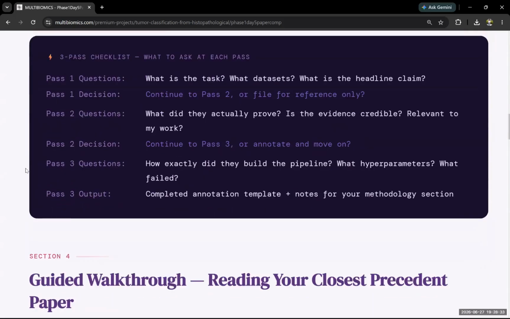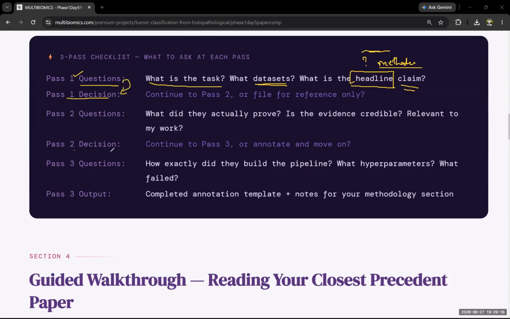Something you should train yourself on is asking some questions. So what are those questions? What is the task mentioned here? You should also understand what datasets they were working on, and definitely what your own datasets are, and what the headings or subheadings are claiming. Have you understood the methodology that they have used to prove those claims? Then on the first pass you will get some questions, and for those questions you will make a decision in pass 2.